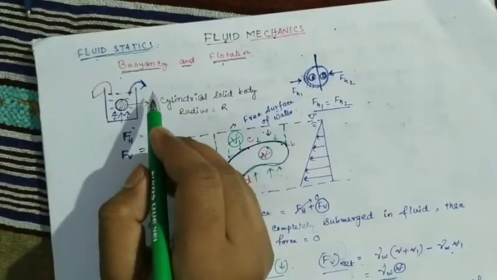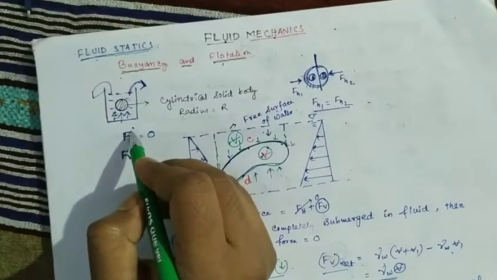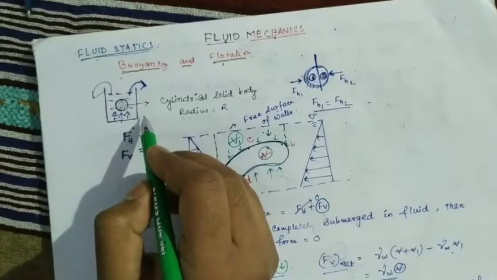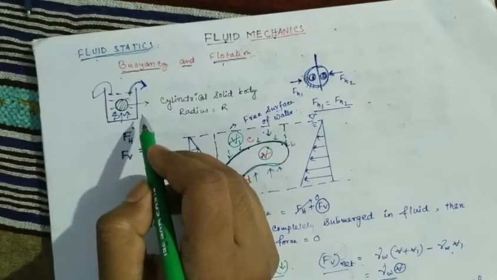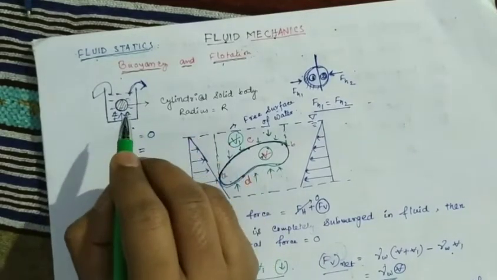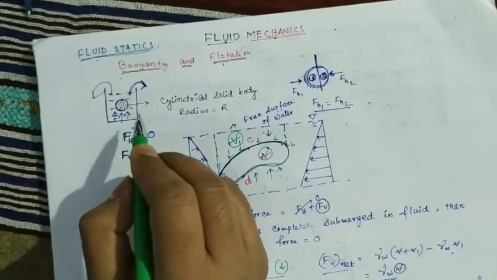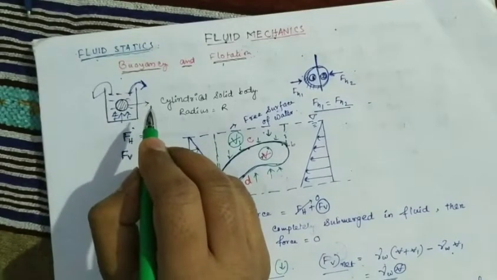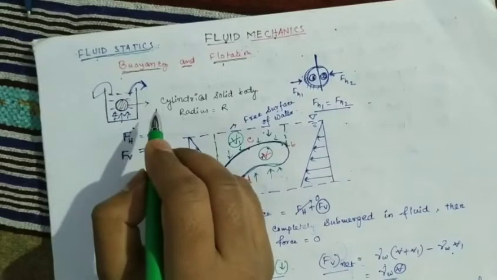Buoyancy or upthrust is an upward force exerted by a fluid that opposes the weight of a partially or fully immersed object. So buoyancy is nothing but the upward force exerted by a fluid that opposes the weight of a body which is fully submerged in it.